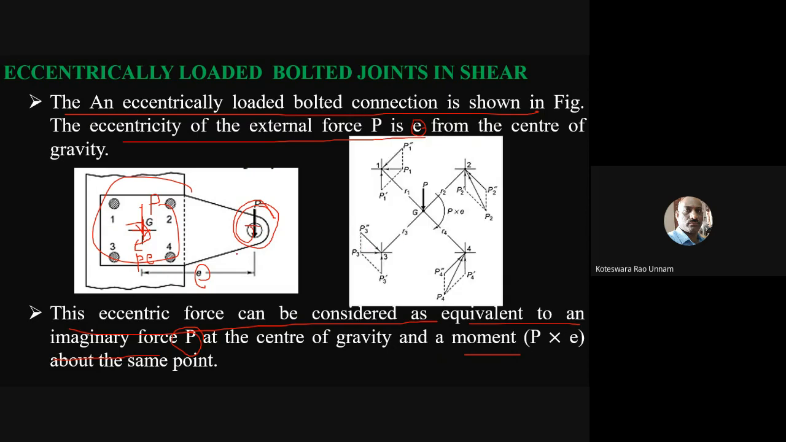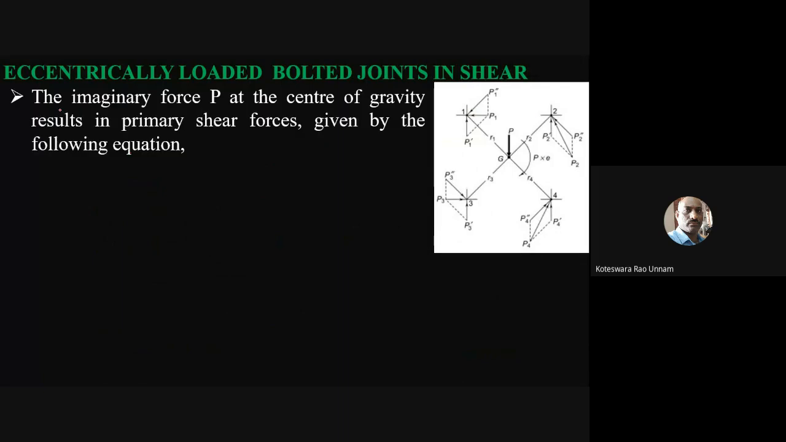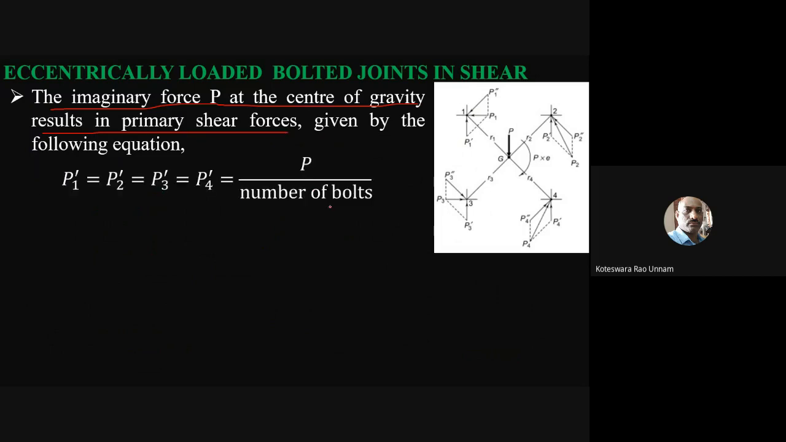Now I'll go to the next slide. The imaginary force P at the center of gravity results in primary shear forces given by the following equation. This is what we already discussed. Since all the bolts are carrying the load equally, that is one of the assumptions also. We'll assume that the size of all the bolts is the same, because we don't know. We have to calculate what is the diameter of the bolts.